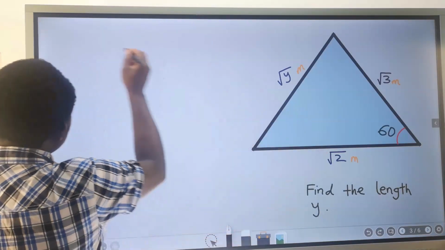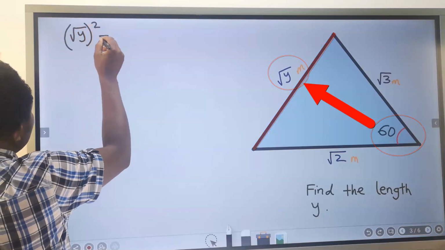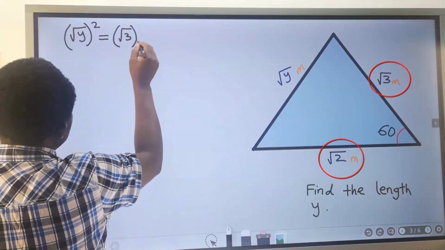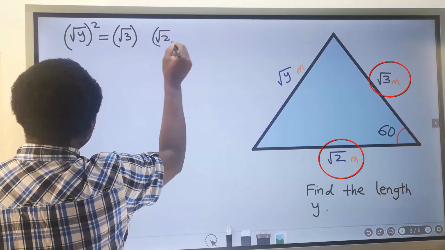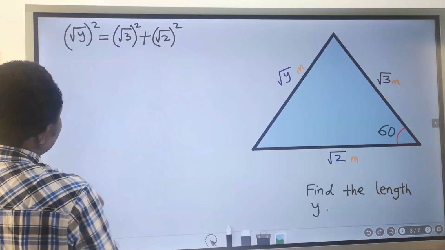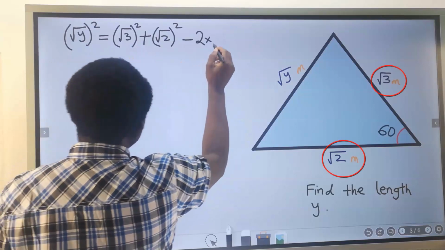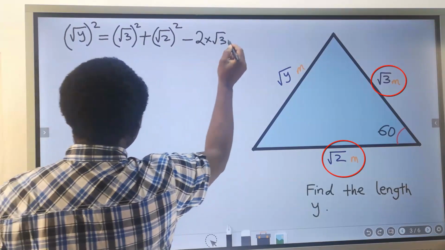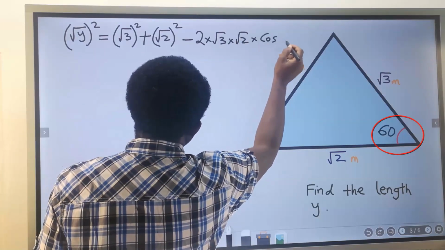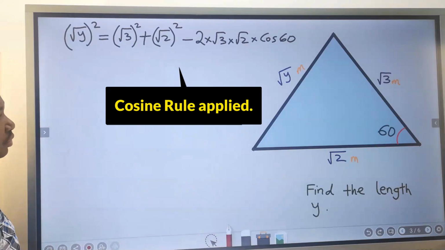That is, I will start with the side facing the angle. I will square it. The two remaining sides, which are the square root of 3 and the square root of 2, I will square both of them and add them. Next, minus 2 multiplied by the square root of 3 multiplied by the square root of 2 multiplied by the cosine of the angle under consideration. This is the cosine rule.